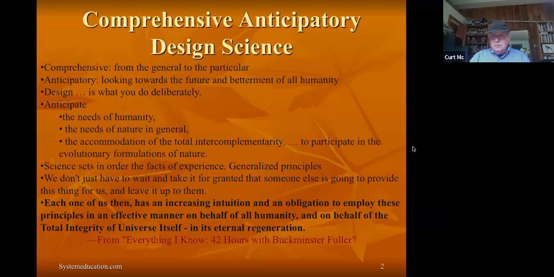So you've seen this one before, if you've seen the previous, which is From Everything I Know, 42 Hours of Buckminster Fuller. And this is him explaining the comprehensive is from the general to the particular, and anticipatory is looking towards the future and designing in the future. And then design being deliberate practice of creation, design science being the generalized principles and the methodology to accomplish this sort of thing. And of course, we're anticipating the needs of humanity, the needs of nature. And as Bucky said, it's kind of our job to do this.